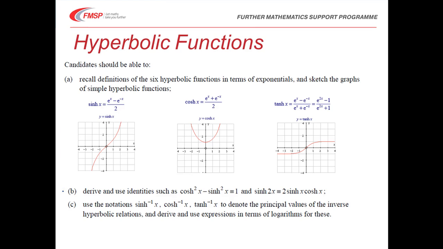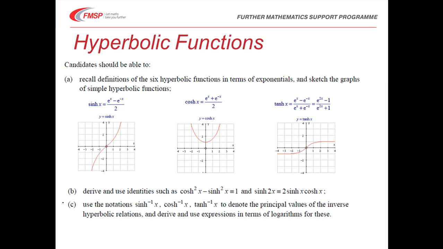And then in part B, you've got to be able to derive and use identities such as cosh squared minus sinh squared is equal to 1 and sinh 2x is equal to 2 sinh x cosh x. So identities similar really to those that you've done in A2 core for trigonometry.